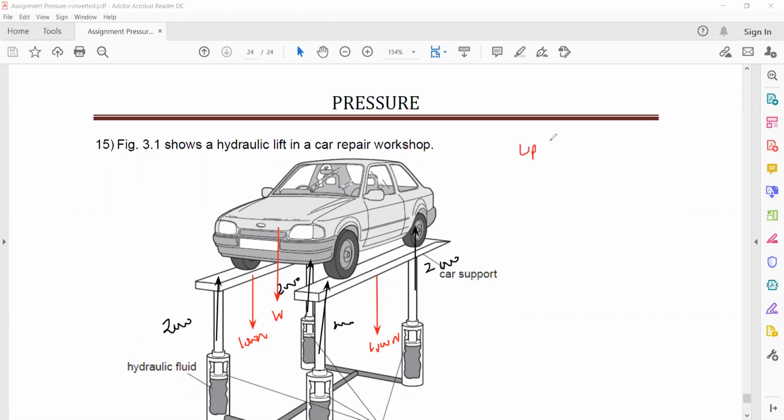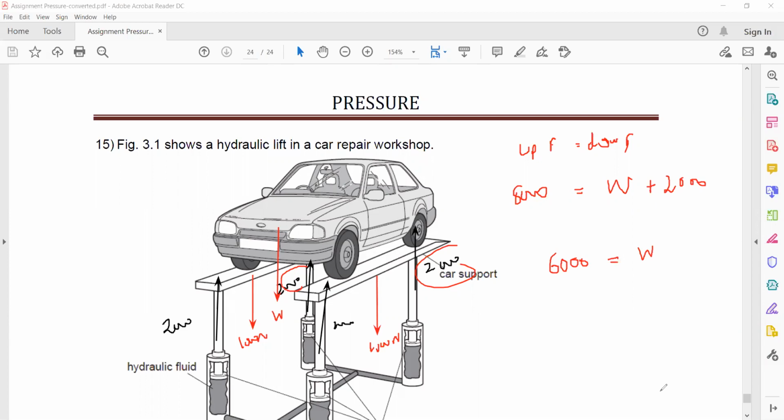So what is the total upward force and what is the total downward force? The total upward force is 8000, because 2000, 2000 and so on. The total downward force is the weight of the car plus 2000, because of the weight of the car supports. So 2000 is added on one side, on the other side it will be subtracted. So 8000 minus 2000, the weight of the car is equal to 6000 Newton.